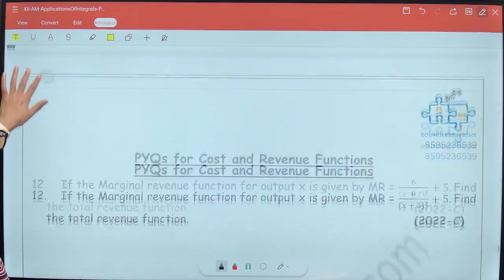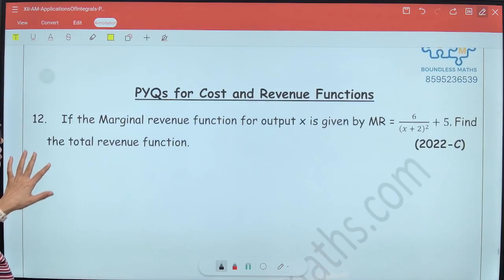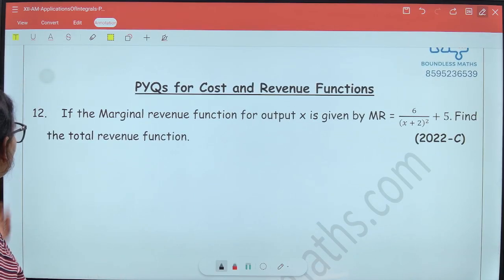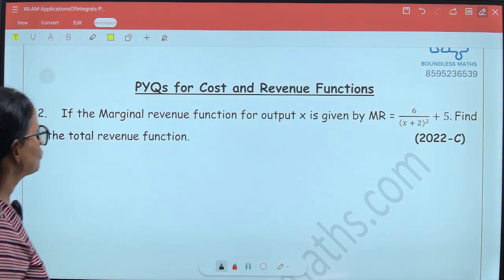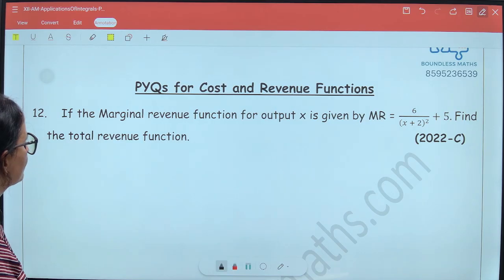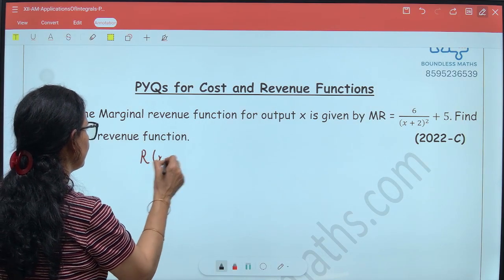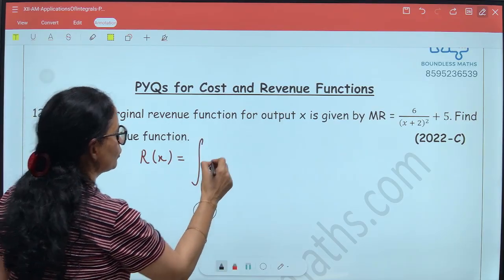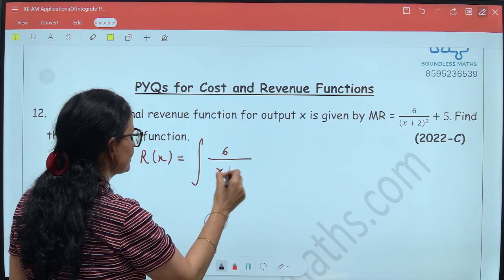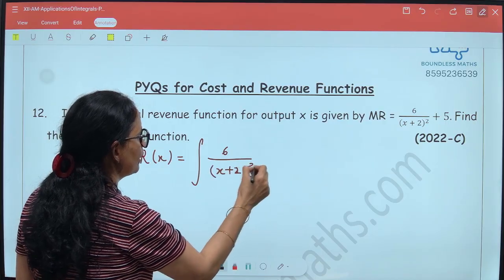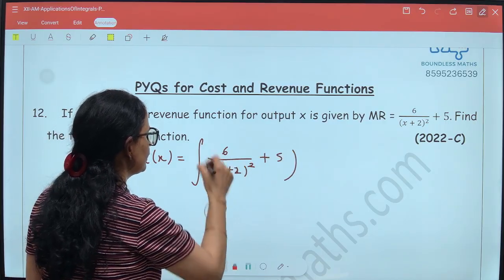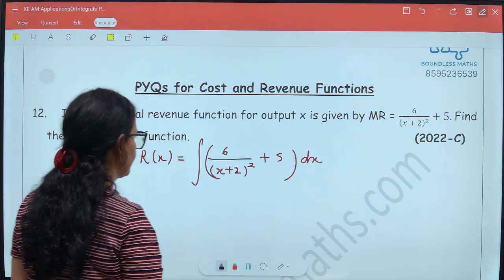Now let's come to the PYQs for cost and revenue functions. The first question is if the marginal revenue function for output x is given by some expression, find the total revenue. It's very easy. You just need to integrate the given expression to find the total revenue. Now the question is 6 upon (x plus 2) whole square plus 5. Integrate this with respect to x.